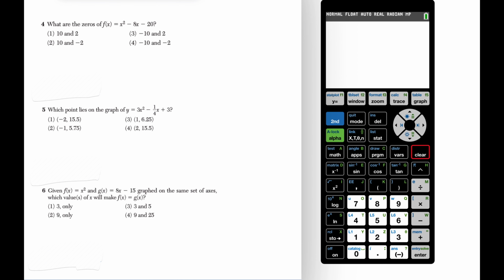Let's look at the answers for 4, 5, and 6. We have 2, 1, and 3. Check and see how you did. Remember, give yourself 2 points for every single one that was correct, and stay here for ones that you had anything incorrect.